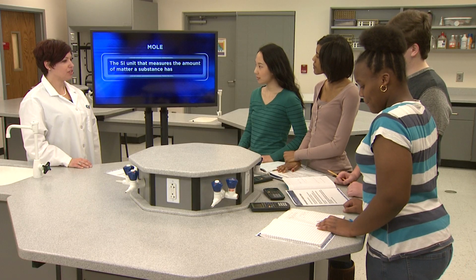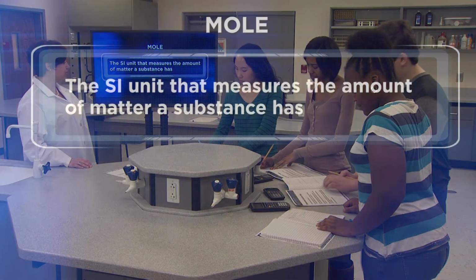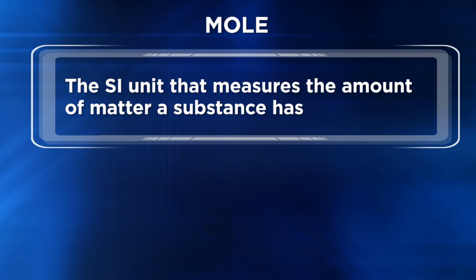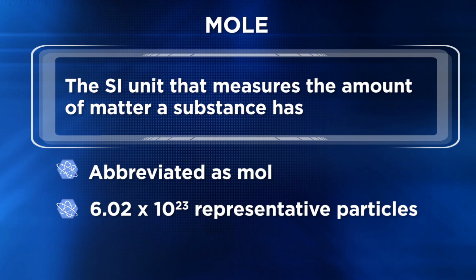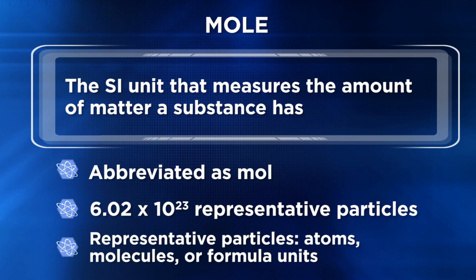The mole is the SI unit that measures the amount of matter a substance has and is often abbreviated as MOL in problems and calculations. The mole can be related to the number of particles in a substance or its mass in grams, or it can also be related to the volume of a substance. A mole is simply 6.02 times 10 to the 23rd representative particles. This is another example of an equivalent statement, like we talked about before. 1 mole equals 6.02 times 10 to the 23rd. Representative particles could be atoms, molecules, or formula units.